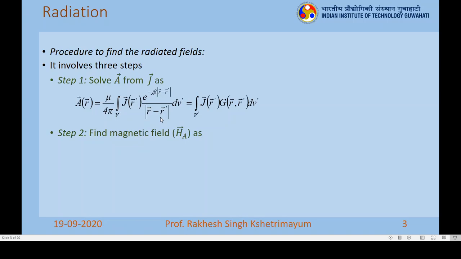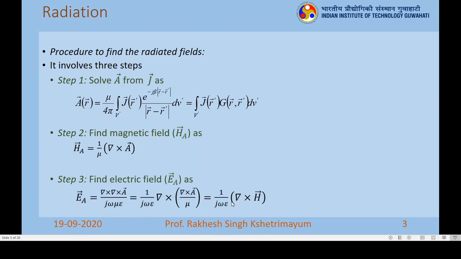Once I have the magnetic vector potential, I can find the magnetic field by taking the curl of the magnetic vector potential and multiplying by 1 by mu. That's a very simple step. In the third step, once I have the magnetic field, I can always find the electric field by taking the curl of the magnetic field and multiplying by 1 by j omega epsilon. So these three steps are what we carry out for finding the radiated fields from a current density J.